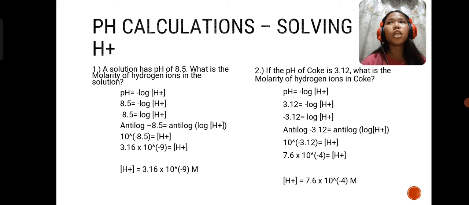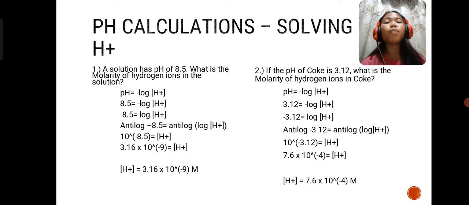The value of the antilogarithm is 10 raised to the power of x. So you enclose the value of the pH, which is now negative 8.5, equals H plus. You input that in the calculator. If you're wondering how to do the antilog, it's shift and the second function of logarithm, so 10 raised to the power of x. The result is 3.16 times 10 raised to the power of negative 9, which is the molarity of hydrogen ions with a pH of 8.5.